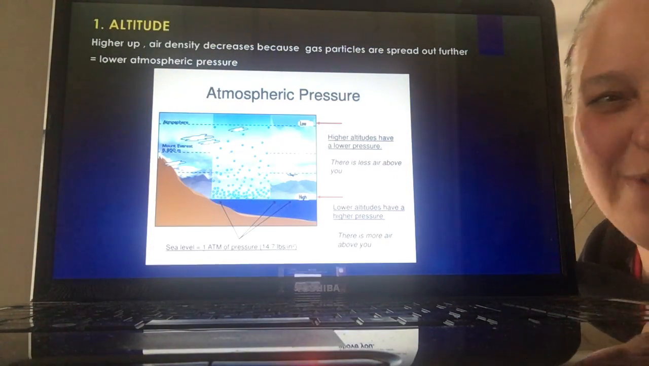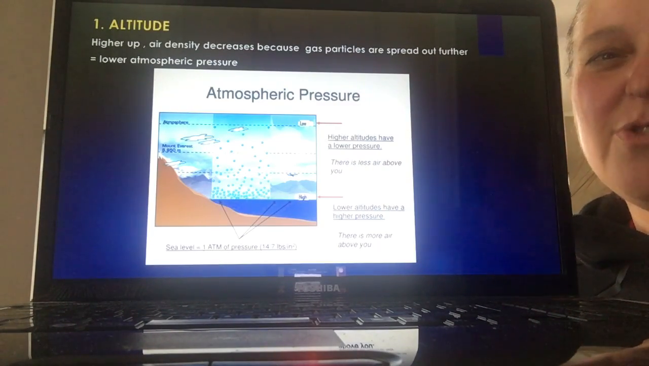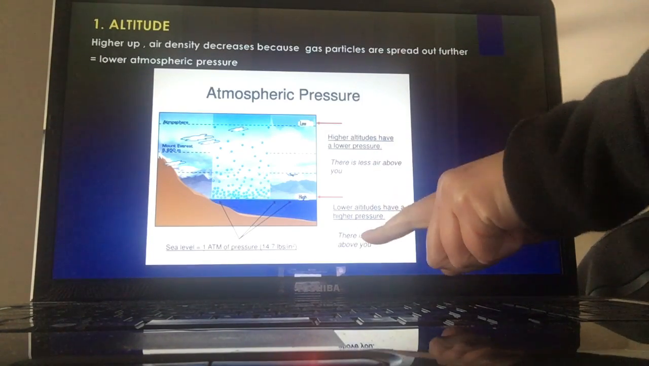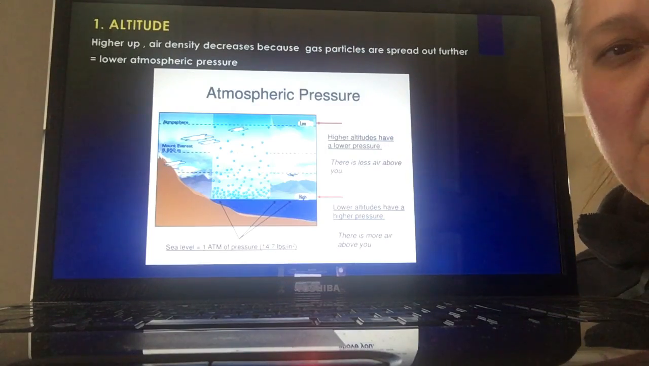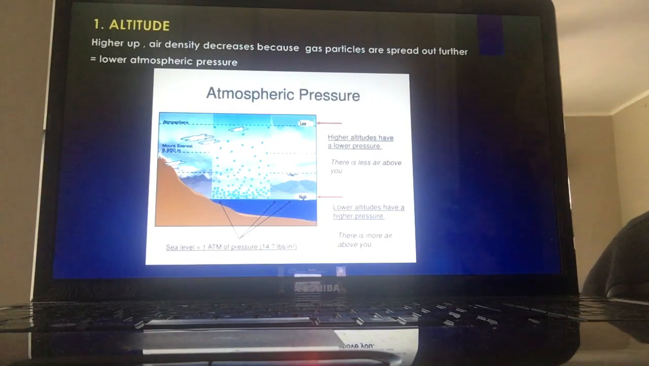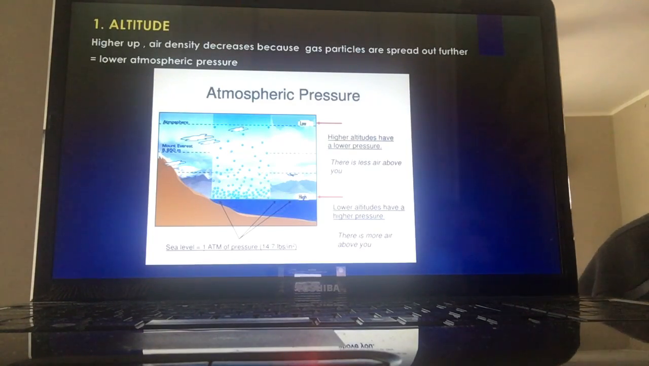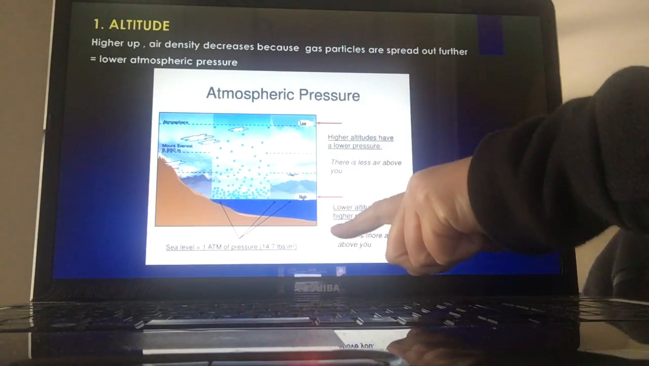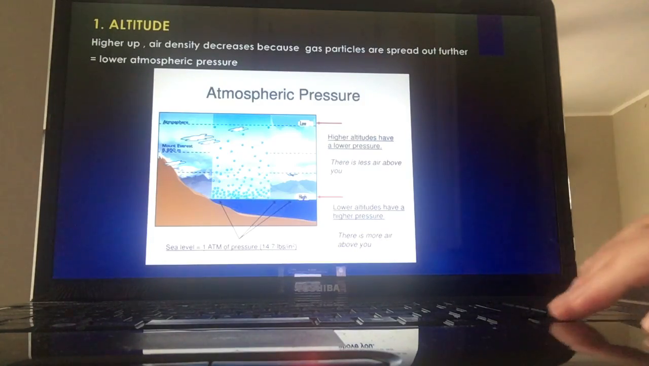So what are some things that affect atmospheric pressure? One is altitude. This one should be pretty straightforward. The higher the altitude, the lower the pressure. The lower the altitude, the higher the pressure. And that makes sense, even if you haven't taken grade 11 chemistry yet. The higher up you go, there are fewer air molecules, gas particles, and they're more spread out. If they're more spread out, they're less dense, and the less dense they are, the less pressure there is. That's why higher altitude has a lower pressure because there's less air above you, and lower down, there's a higher pressure because there is more air above you.